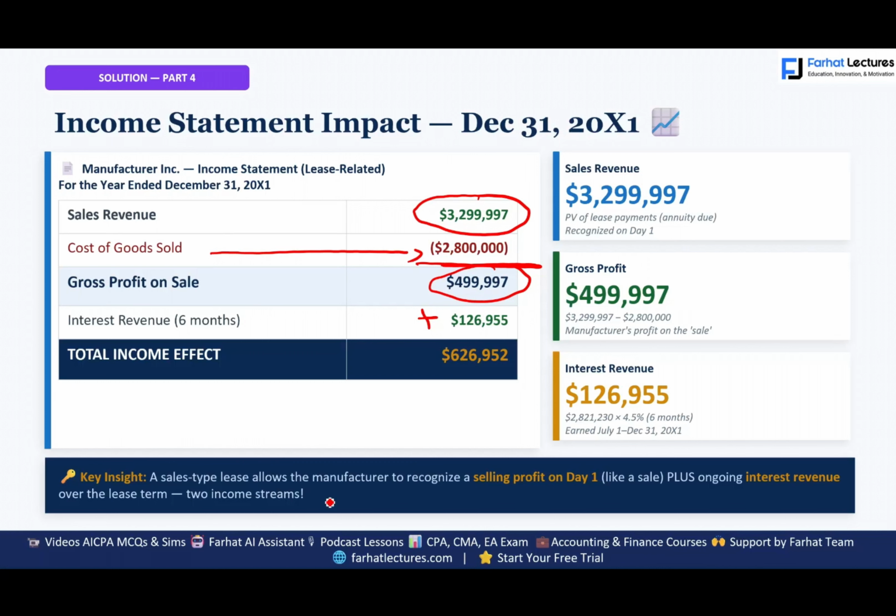So remember, the sales type lease allowed the manufacturer to recognize a selling profit on day one, like a sale, plus there's an ongoing interest revenue over the lease term. So there are two income streams. One is the profit on the sale itself, which they realized when they signed the deal, and the other profit is from financing the transaction.